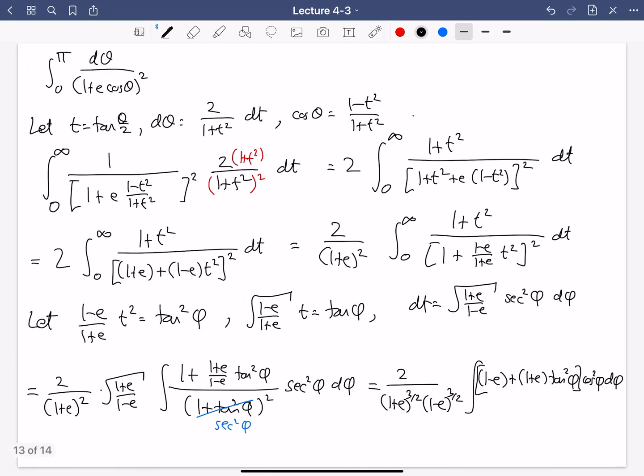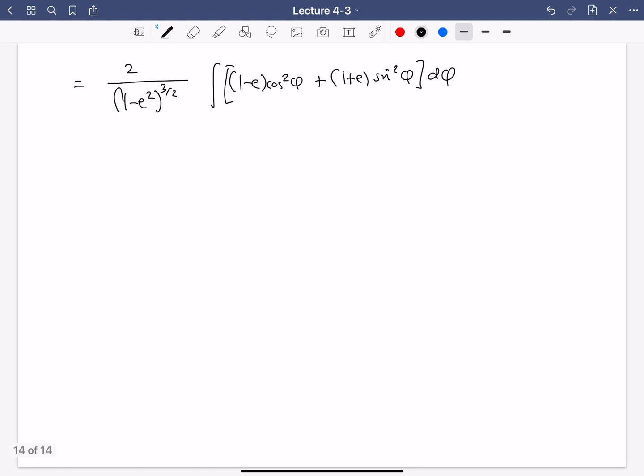Oh, I forgot to do the limits all the way. This is meant to be a definite integral, so these were t being 0 to infinity. So when t is 0, well, phi will be 0. When t is infinity, what phi is that? That's when phi is pi by 2. So those are my phi limits. Now I think I've got everything.